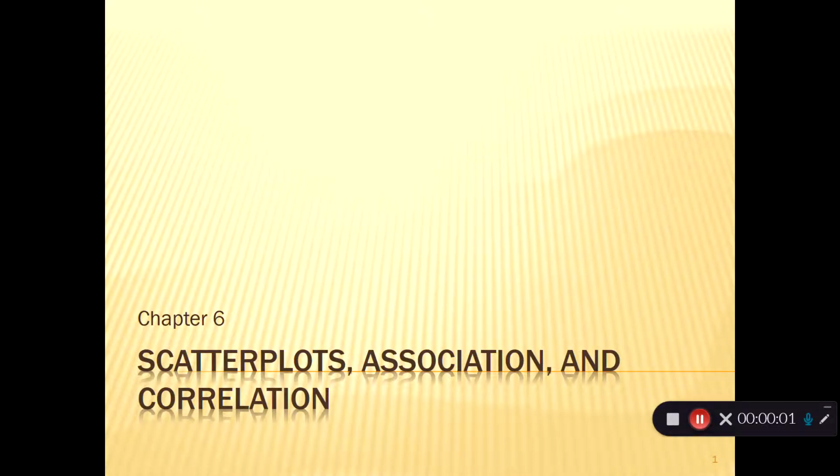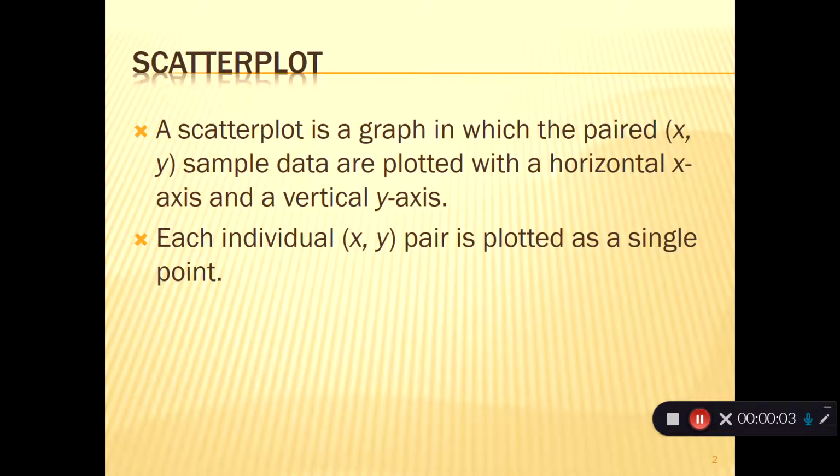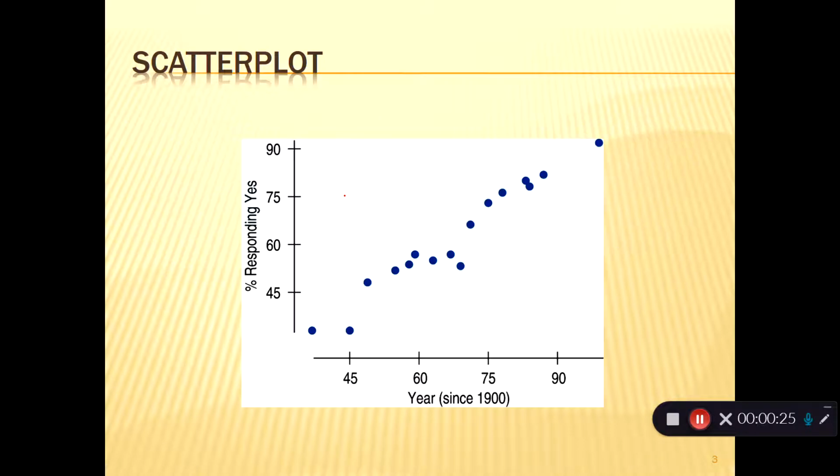We're going to talk about scatterplots, association, and correlation. A scatterplot is just a graph that is a bunch of dots. Those dots are X and Y ordered pairs, just like we saw in algebra. We plot the X along the horizontal axis, and we plot the Y coordinate along the vertical axis. Each individual dot represents one data point in my scatter plot.